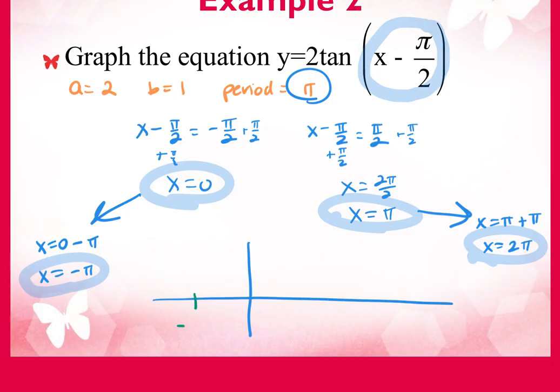The first one's at negative pi. The next one's at 0. The next one's at pi. The next one's at 2 pi.